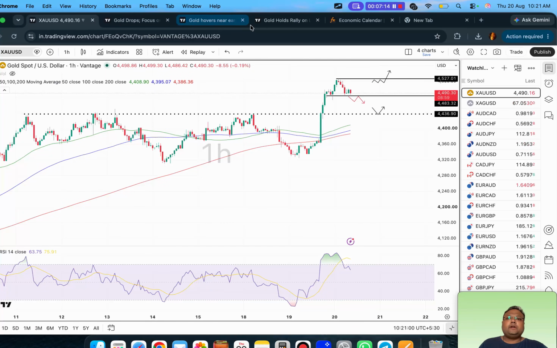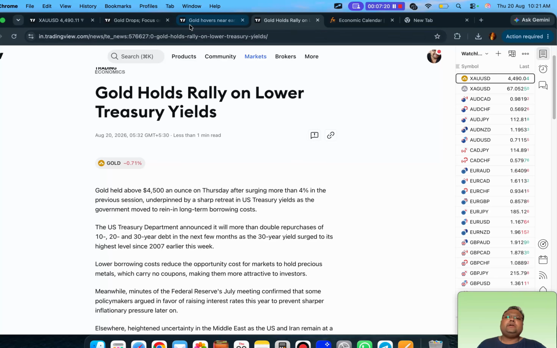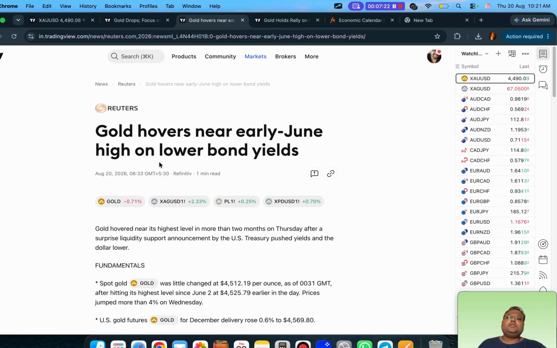And if you're wondering what is the market sentiment right now, you can see market sentiment is more or less bullish here. Gold holds rally on lower treasury yields. Gold hovers near early June high on lower bond yields. Gold hovered near its highest level in more than 2 months on Thursday after a surprise liquidity support announcement by the US Treasury pushed yields and the dollar lower. So in the group also I discussed yesterday that dollar is under pressure. This was the main reason why gold went up.